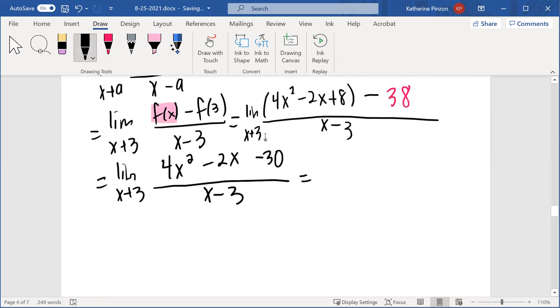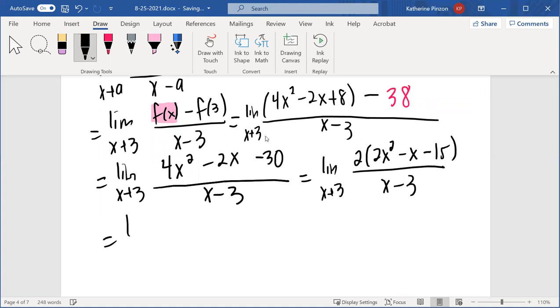Now what? Adrian's was a lot easier to factor than this one. You got an easier evolution of the problem. Yeah, I've got to factor, I think, right? If I'm going to factor, I would probably factor a 2 out first. 2 times 2x squared minus x minus 15 over x minus 3.